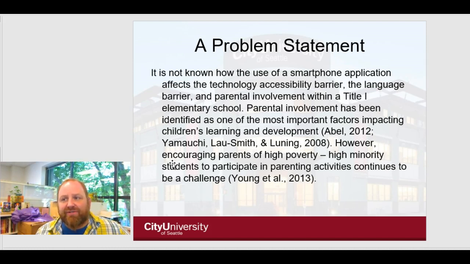Where do you see a problem here? I see them describing a lot of issues, but they don't know. You don't know how smartphones apply to this. This is a PhD kind of question. This is a research question. Anything that begins with "it's not known" — if there's nothing known about it, then you're going to have to do a research question-based dissertation. I don't see the problem that they're presenting here.